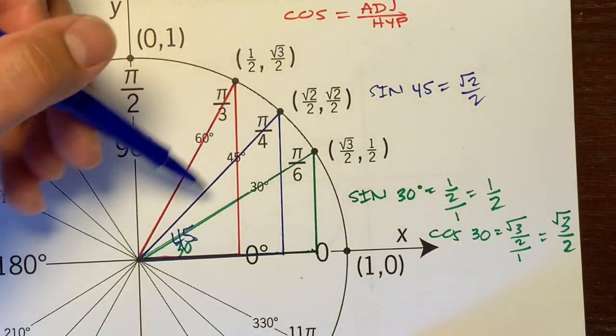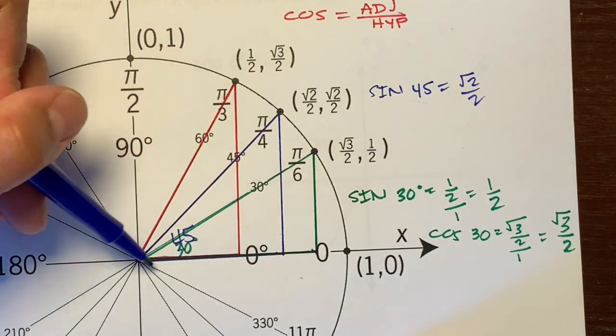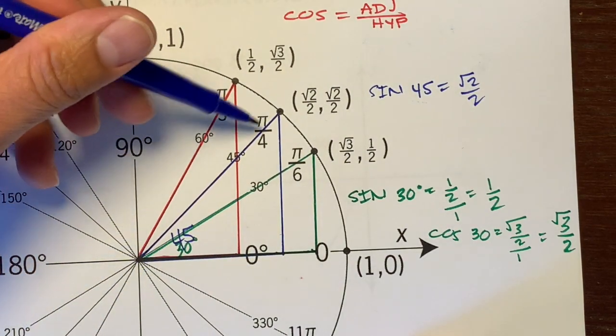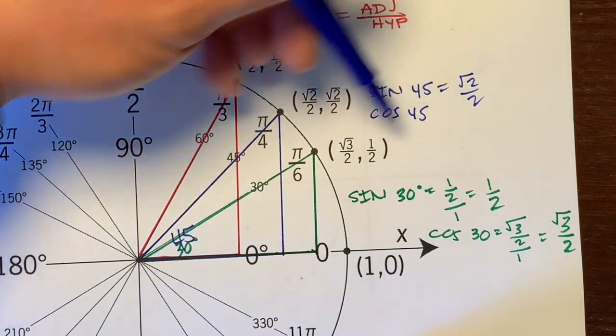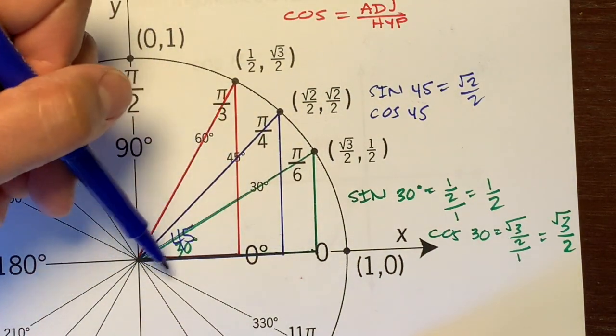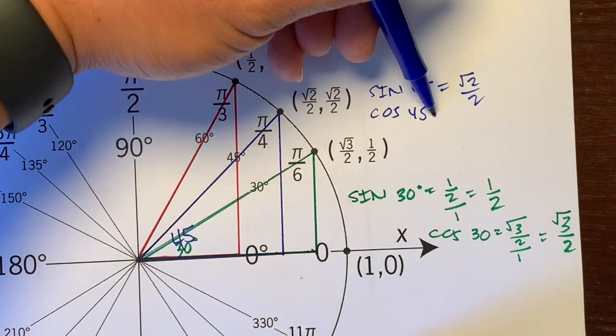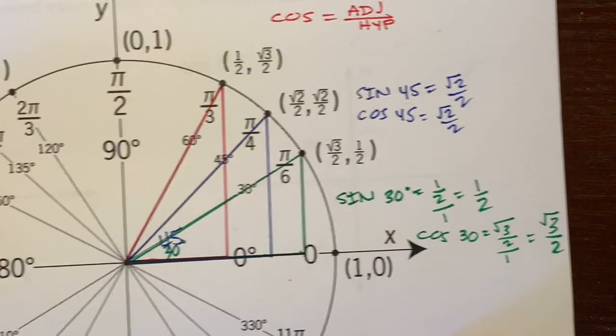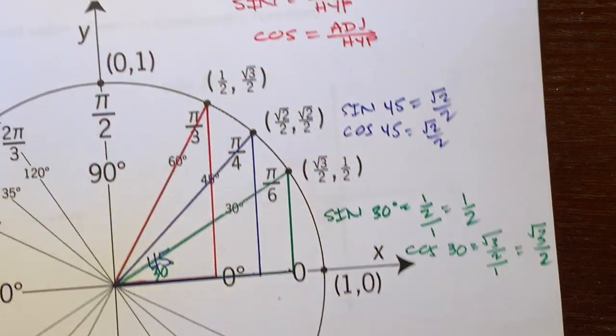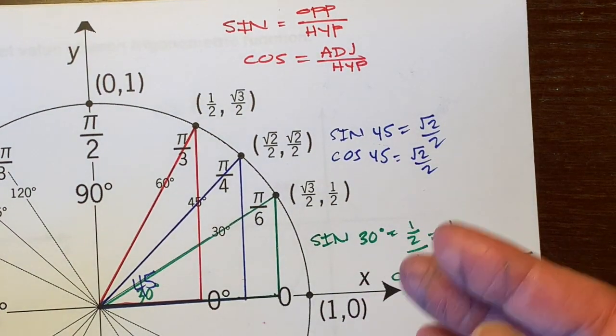Cosine of 45 would be the adjacent, this length right here, over the hypotenuse, and the length of this adjacent side is really the x value, so it's radical 2 over 2. Let's do one more just for good measure, and you may start to see a pattern by now. Hopefully you do.